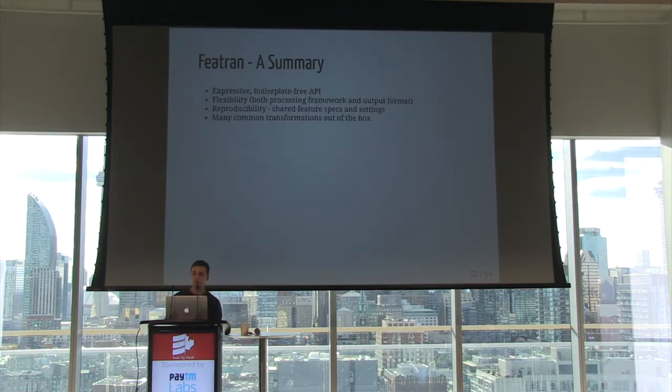So that's basically all I have to say. Just to quickly summarize what we talked about: what Featran gives us is an expressive, concise API for featurizing data without coupling it to a particular processing framework or a particular output format. And it was designed for reproducibility by way of this shareable feature spec that guarantees equivalence between training and serving contexts. So that's it.